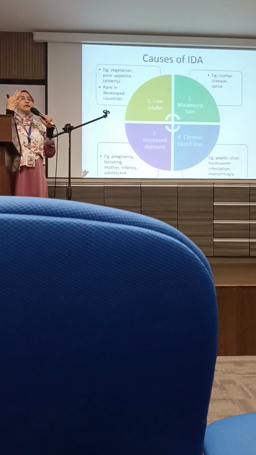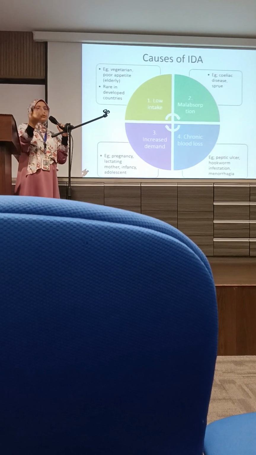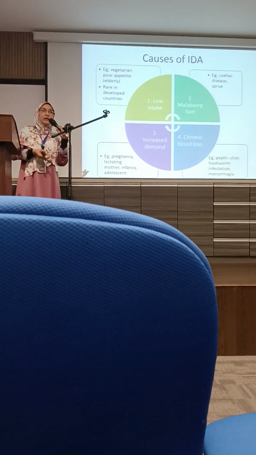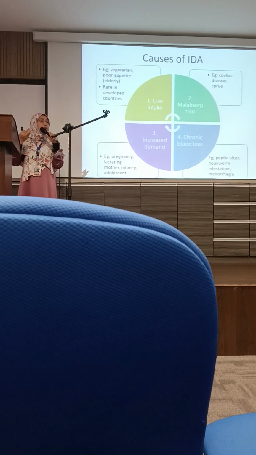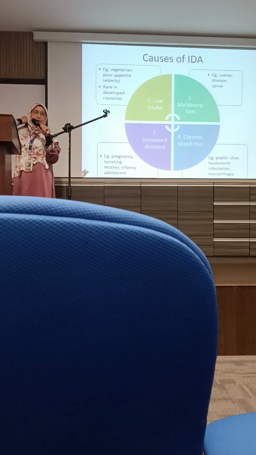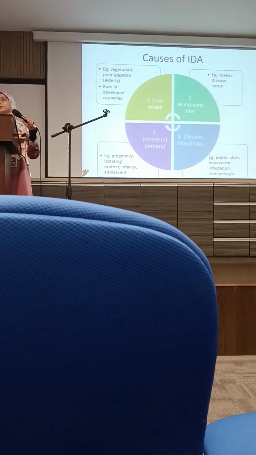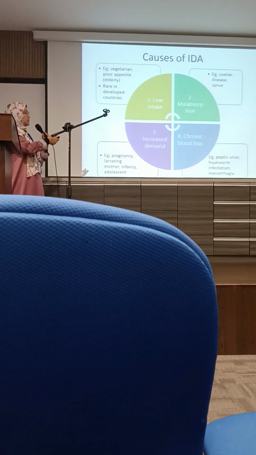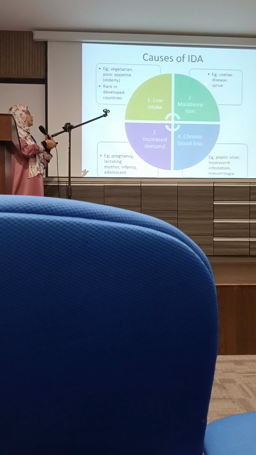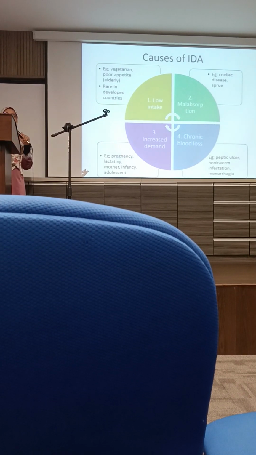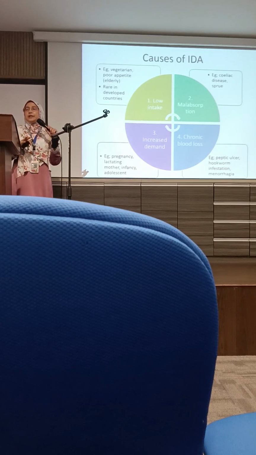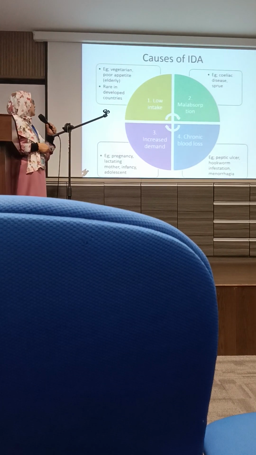Developed countries ni dia makan protein banyak, and sometimes dia also ada supplement, iron fortified milks, cereals kan, semua dah iron fortified kan sekarang. You tengok macam Coco Crunch apa semua tu, all are iron fortified. The second one is malabsorption. Patient with celiac disease or tropical sprue, they have problem with absorption, so they have iron deficiency anemia.